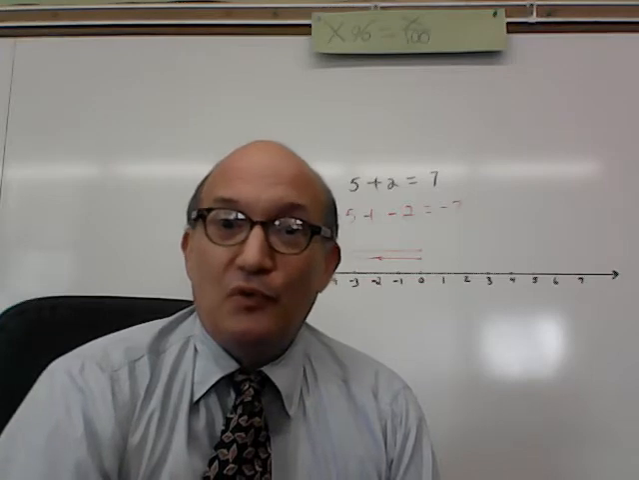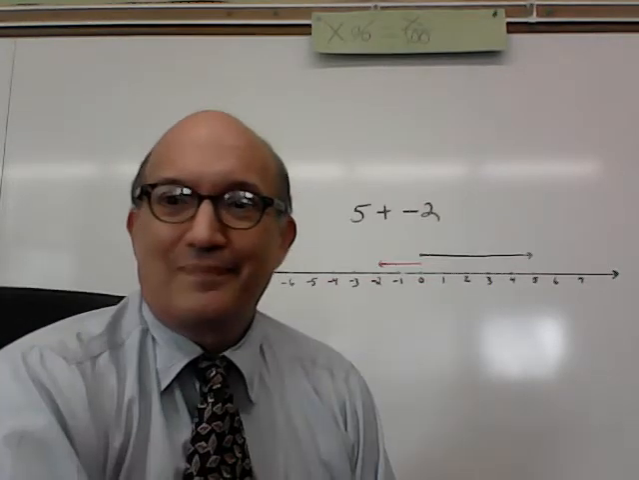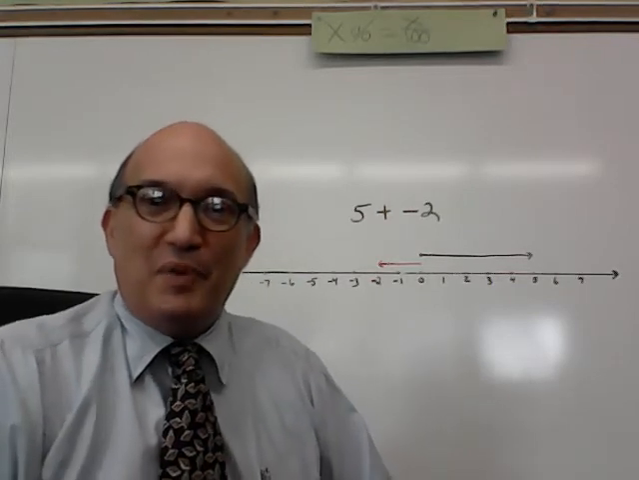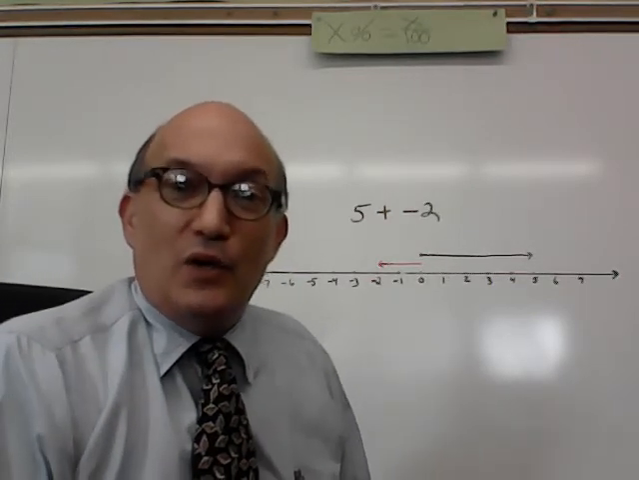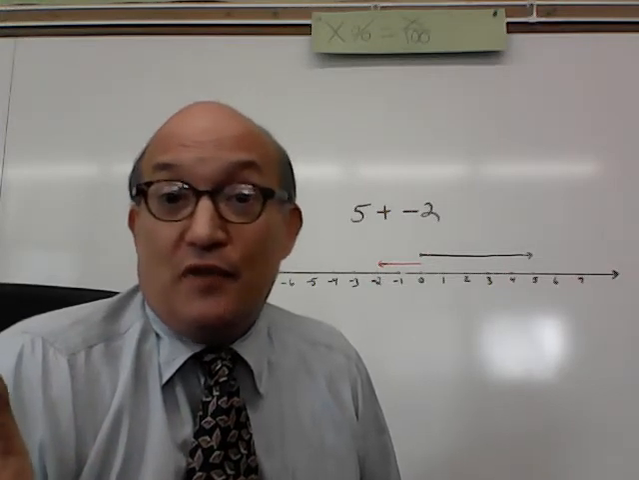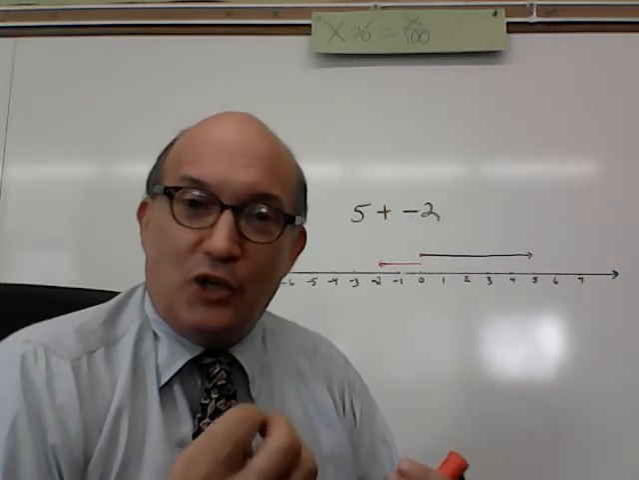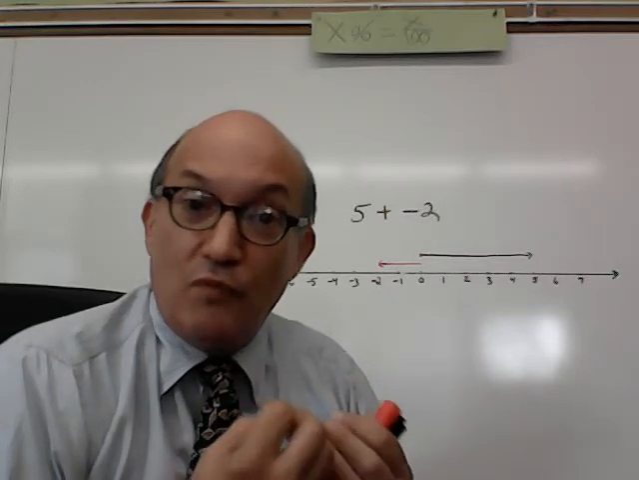Now we're going to look at the rule for adding two numbers when the signs are different. We're now going to look at 5 plus -2. You might know by now, you should, that 5 plus -2 is equivalent to 5 minus 2. So the answer here is going to be 3. But we're going to look at it in terms of movement of vectors.